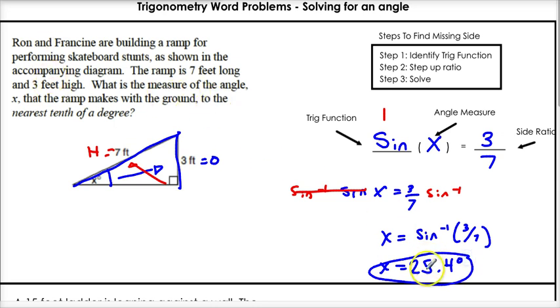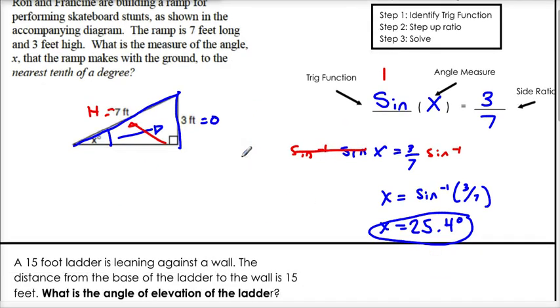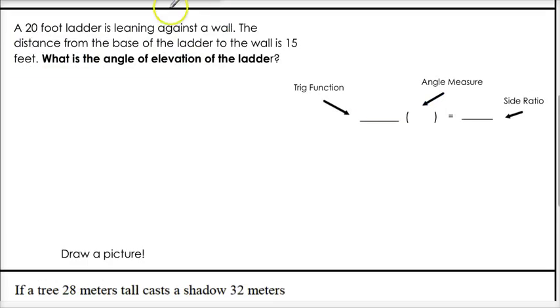The ramp makes a 25.4 degree angle with the ground. I'm not going to write it out, but I do expect you to do it. All right, full sentences here. All right, we're going to try another example here.